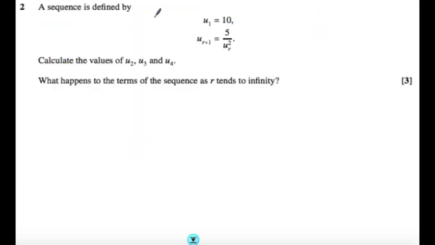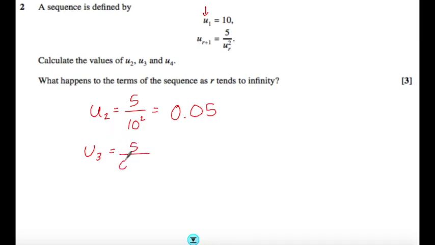Right, question 2, a sequence is defined by, so this u1 means the first term is 10, and then this u r plus 1, so in other words, to get to the next term, we do 5 divided by our current term squared. So if we're finding u2, we're going to have to take 10, in other words u1, and sub it into that. So we're doing 5 over 10 squared, which is 1/20th or 0.05. And then this is what's called an iterative formula, and then we can keep subbing in these numbers to give us the next term.